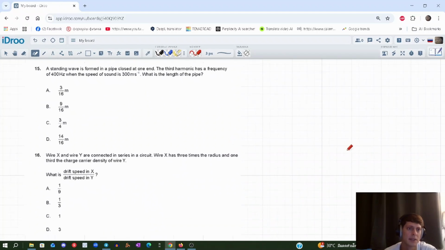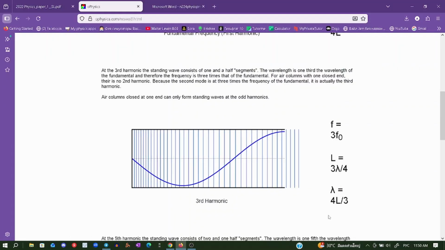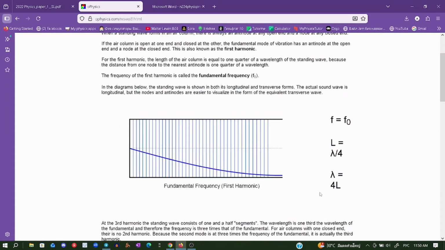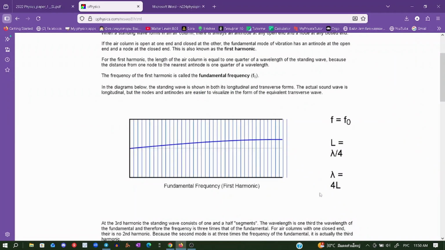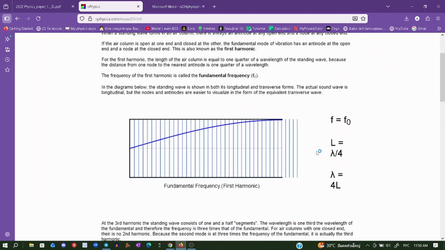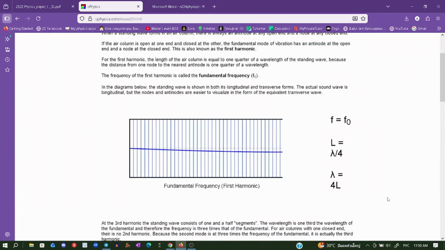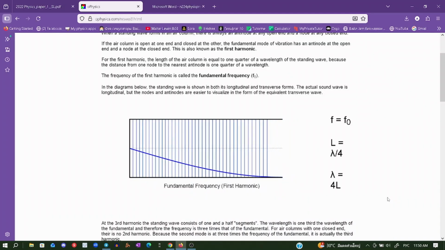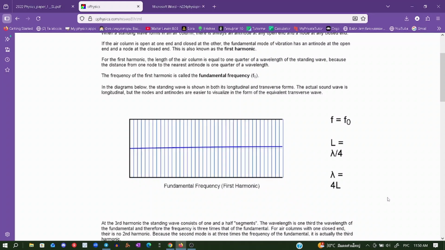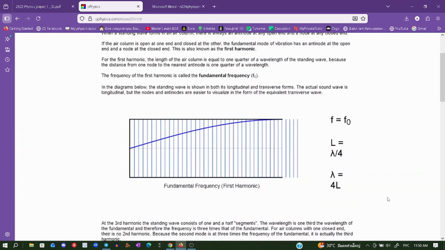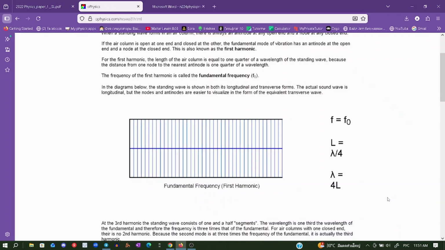Number 15. A standing wave is formed in a pipe closed at one end. The third harmonic has a frequency of 400 Hz when the speed of sound is 300 meters per second. What is the length of the pipe? If it's a pipe closed at one end, the first harmonic is like this. So the wavelength of this standing wave equals 4L, where L is the length of the pipe. Or length equals the wavelength over 4, right?